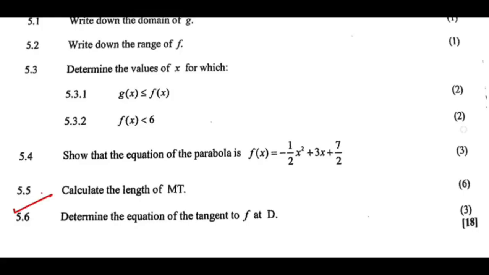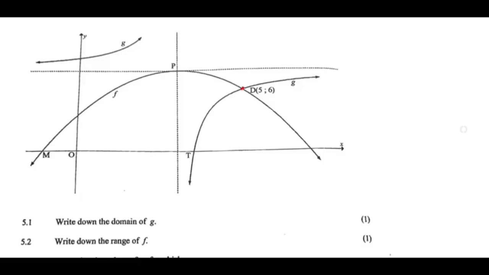So 5.6 is the last question. Determine the equation of the tangent to f at D. So this is the D here. So the tangent, obviously tangent touches once, meets once, remember forever. So this is the tangent here. So now we need to find the equation of the tangent.